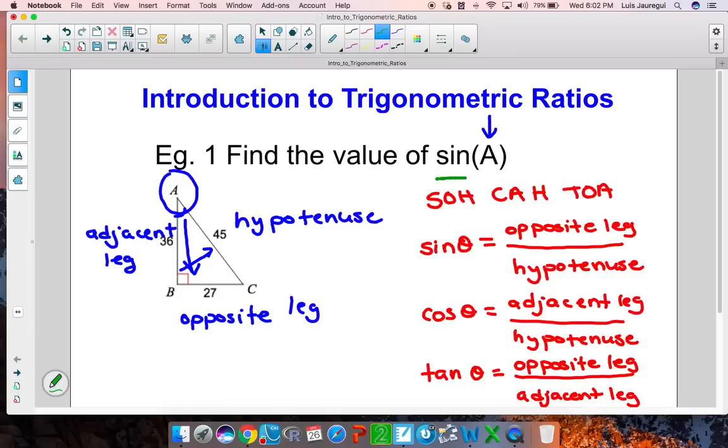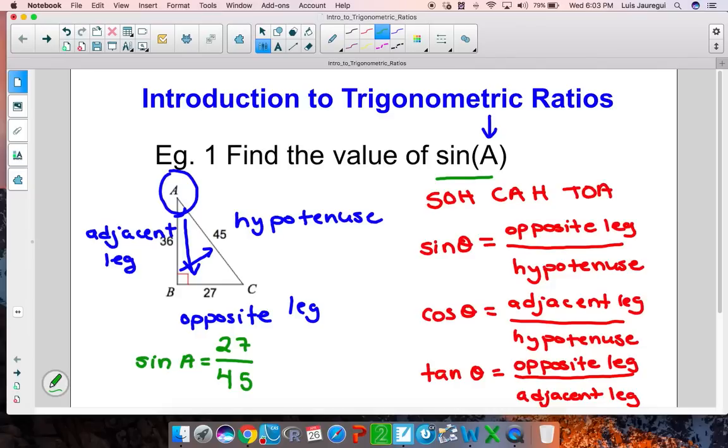In this case, we're looking for sine of A. So I'm going to go ahead and write it down in here, sine of A. And I take a look at my definitions here. Sine is defined as the ratio between the opposite leg and the hypotenuse. So I take a look at the length for the opposite leg, in this case is 27, divided by the length of the hypotenuse, which happens to be 45.